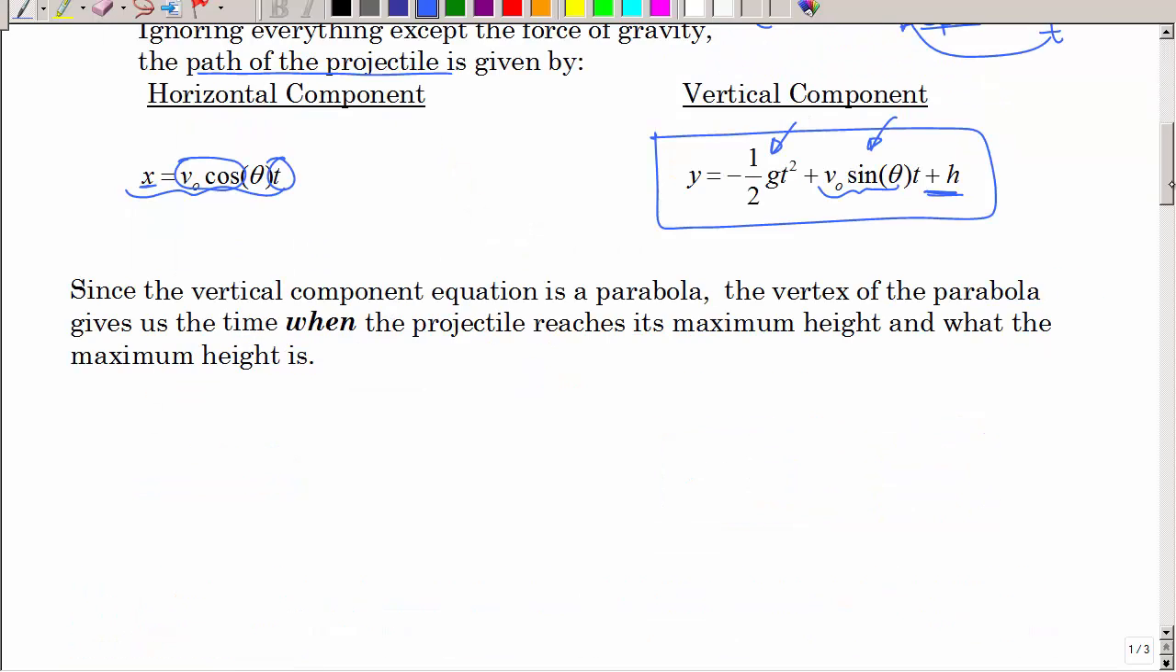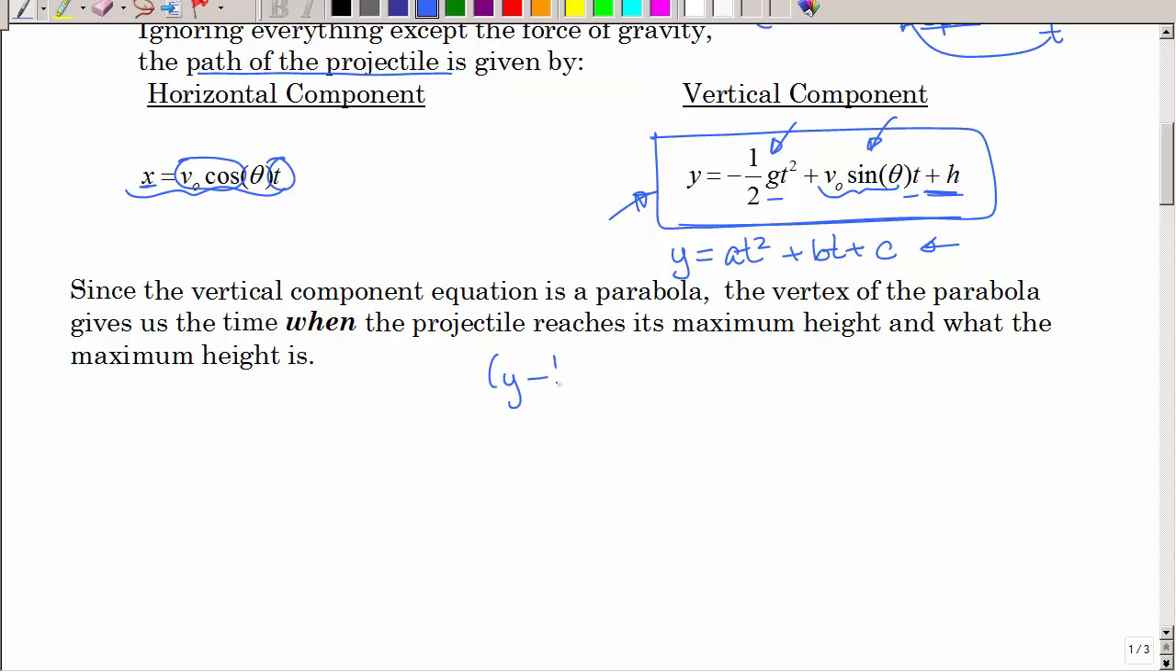Since the vertical component of the equation is a parabola, notice we have t squared and t, the vertex of that parabola will give us when the projectile reaches its maximum height and what that maximum height is. I'd like to develop that equation. So if we rewrite this in terms of something a little bit easier, like a quadratic equation, a t squared plus b t plus c, I'm going to use the t's since that's our variable. How could we put that in a format where we could find the vertex?